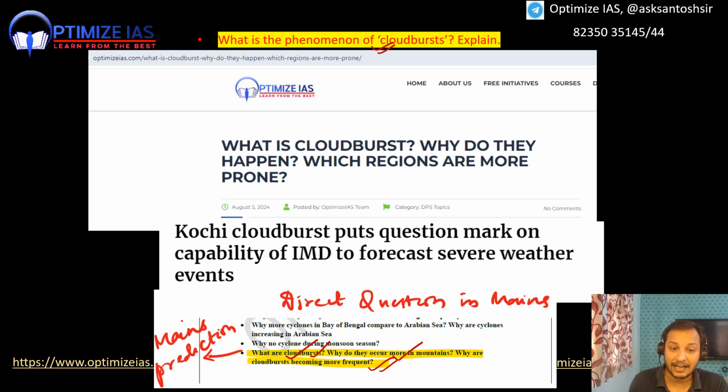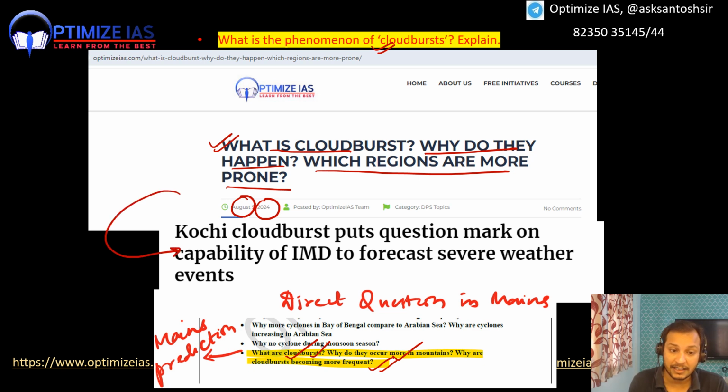You can see I had discussed this question in my DPS session also. You can see here, 5 August 2024. Just a few months back I had discussed this question. What is cloud burst? Why do they happen? Which regions in India are more prone to cloudburst? Why was I able to predict this question?